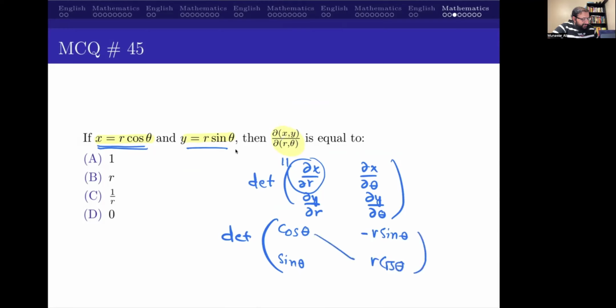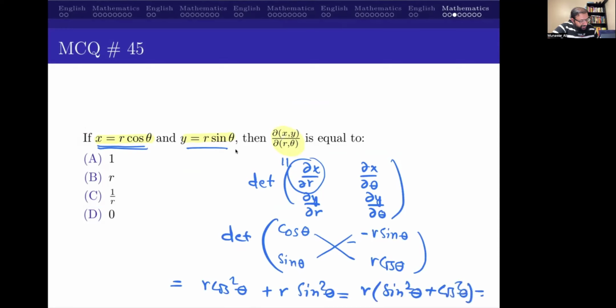And for determinant, you multiply these and put a negative sign here. So r cosine square theta plus r sine square theta. And if you take r common, then you have sine square theta plus cosine square theta, which is 1. So we are finally getting r. So this is the Jacobian. This is also the Jacobian of the transformation from Cartesian coordinates to polar coordinates. It's always equal to r.